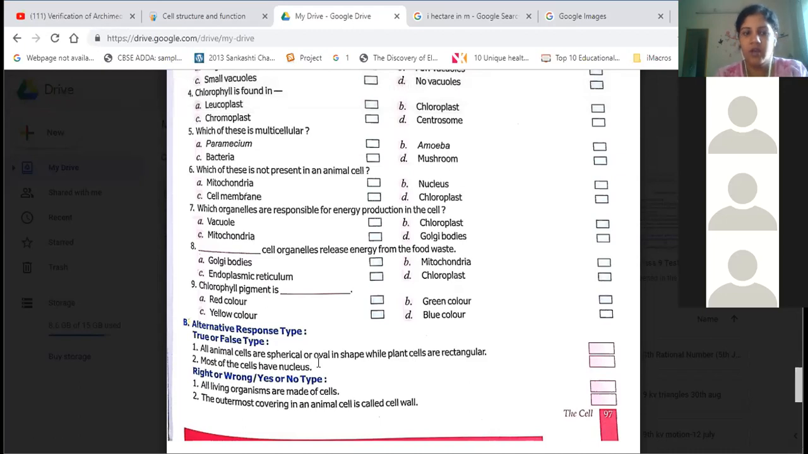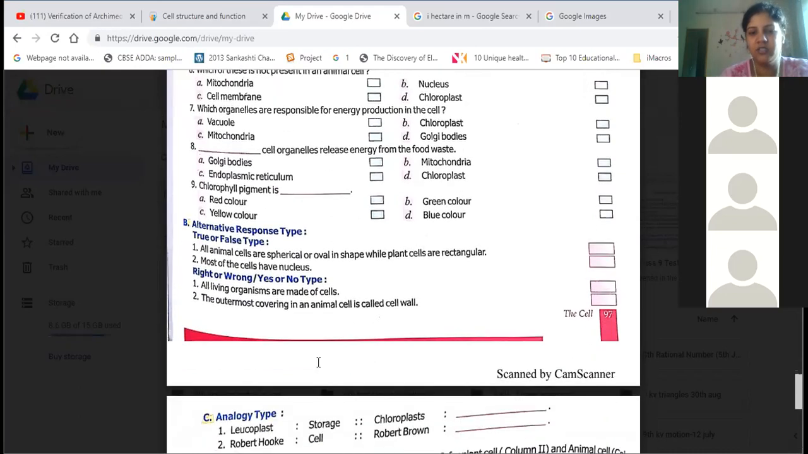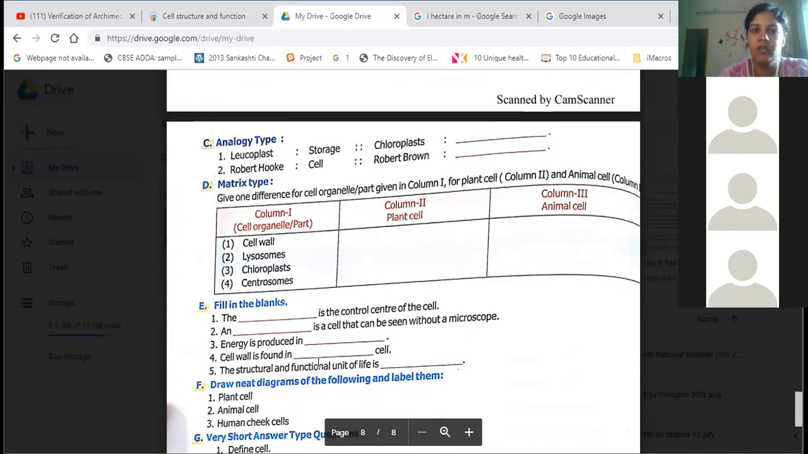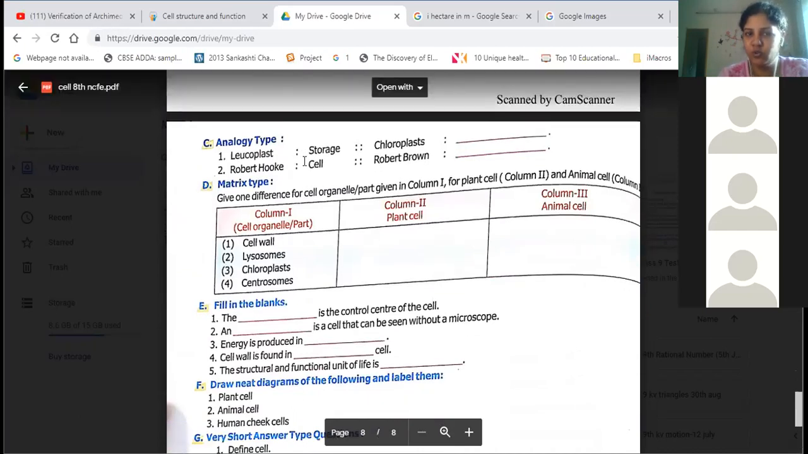All living organisms are made of cells. Yes, that is right. The outermost covering in an animal cell is called the cell wall. False, it is the cell membrane. Leucoplast's function is storage. Chloroplast's function is giving color, and chloroplast helps in the photosynthesis process.